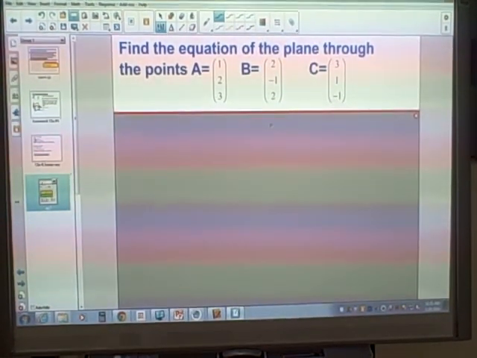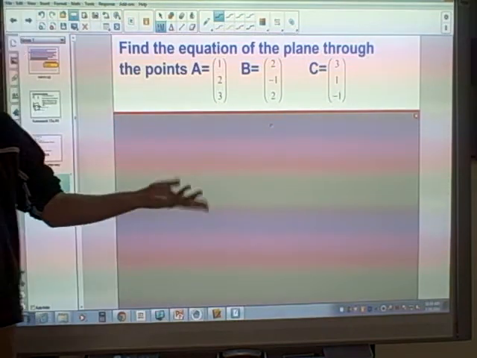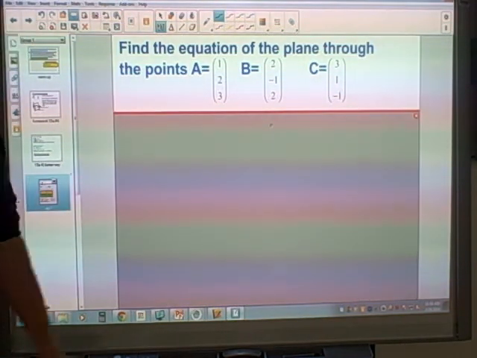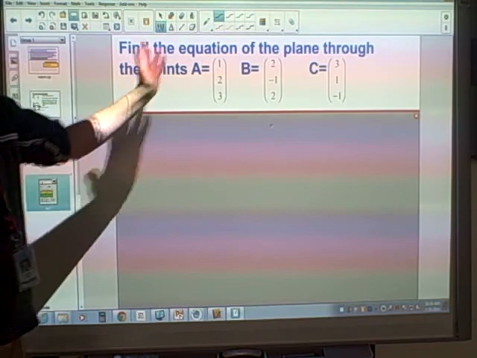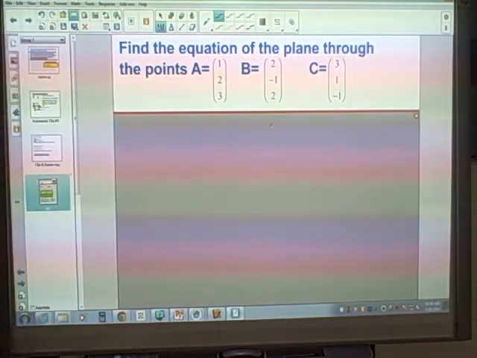So this is chapter 13, lesson 2. And if you were in class, what we just talked about before was if you have 2 points, you can find the equation of a line. And if I go into 3 dimensions with a plane, then I actually need 3 points. So what we're going to try and do is find the equation of the plane given those 3 points.